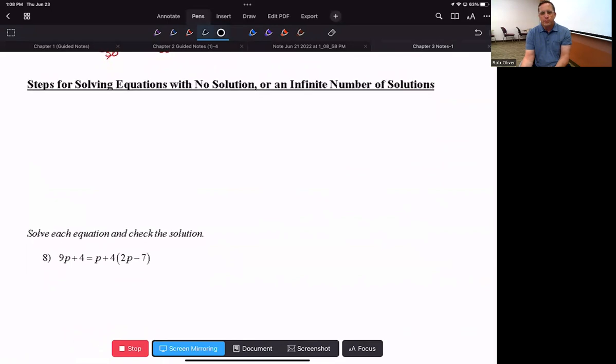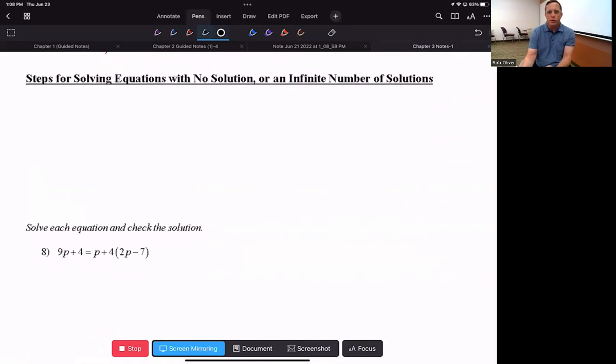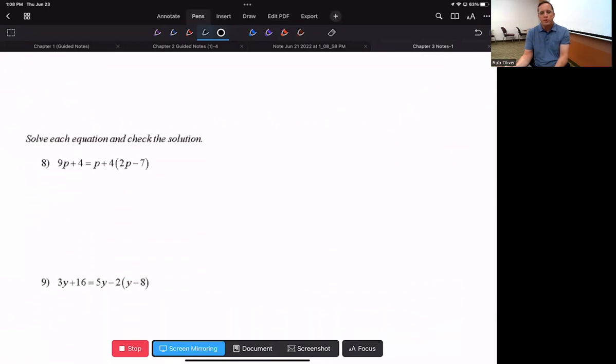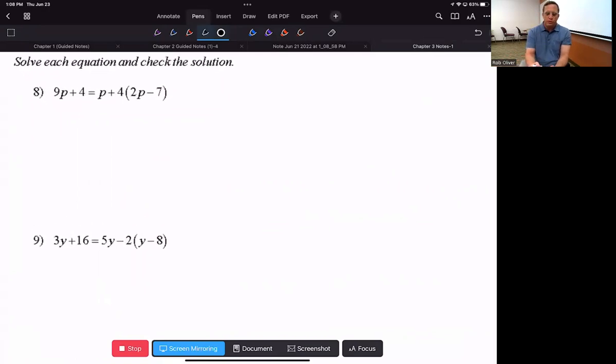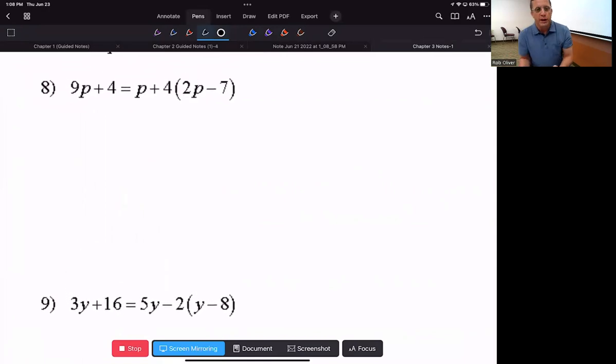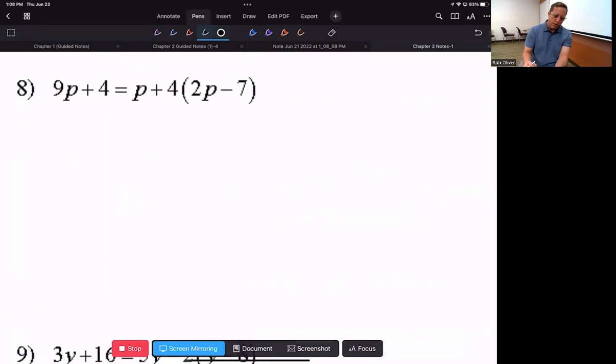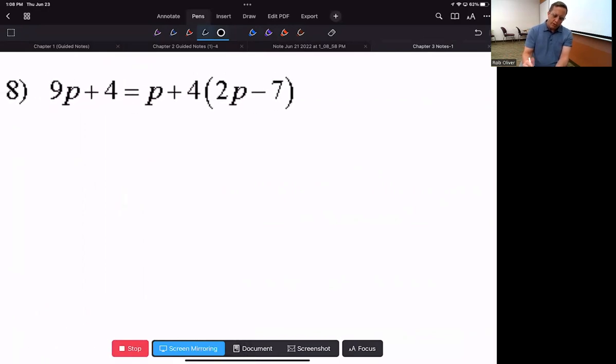Now, for the steps for solving equations with no solution or an infinite number of solutions, I want to get to that last. What I first want to do is go through the process of solving these problems, and then discuss what happens to make it have no solution or infinite solutions. I'll point out where you have to keep a lookout for things. So let's just go through this problem.